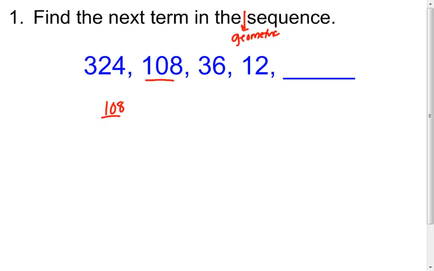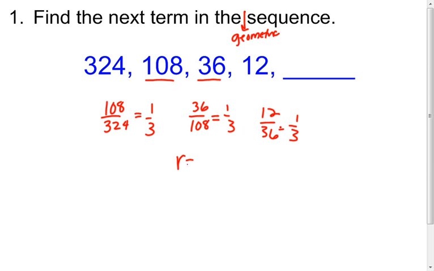So I will take 108 and divide it by 324. And when I hit math enter enter and do that, I get 1/3. Similarly, I can take 36, divide it by 108, and I get 1/3. I could take 12, divide it by 36, and I get 1/3. So what that means is your common ratio here is 1/3, and it's positive 1/3 because positive times positive makes positive, okay?